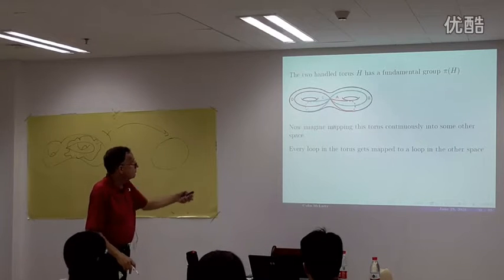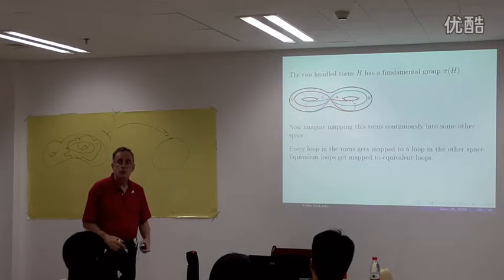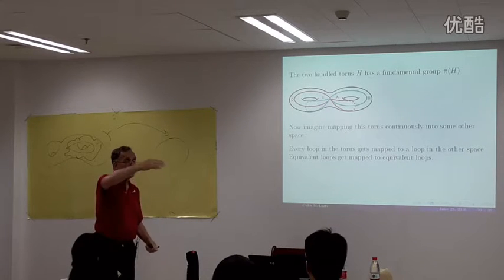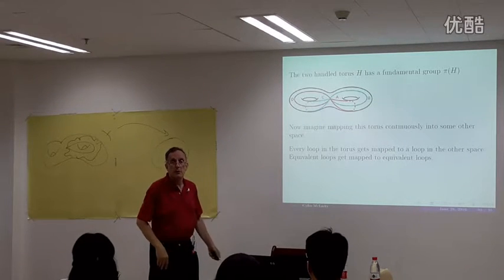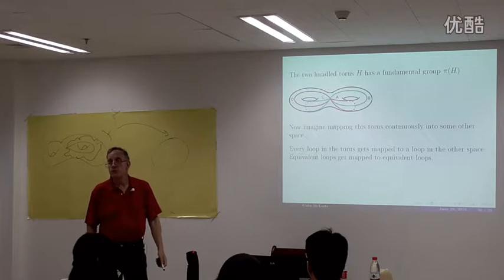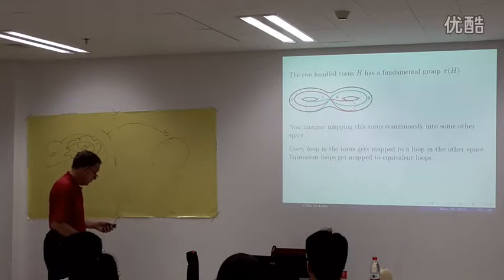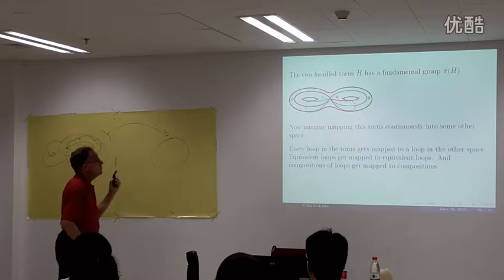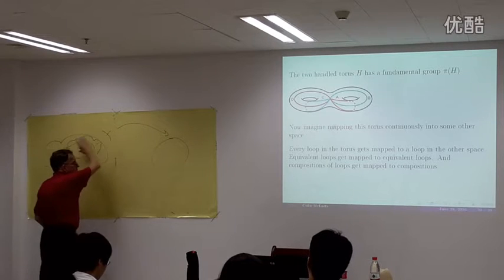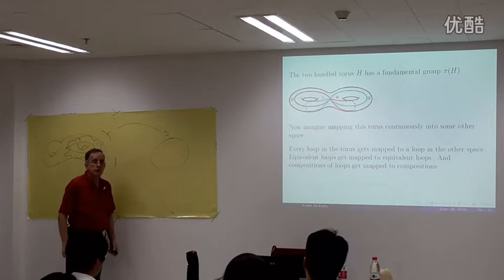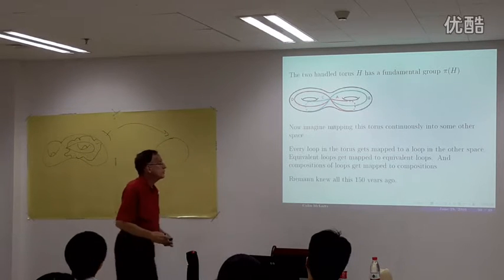Every loop in the torus gets mapped to a loop in the other space. And equivalent loops get mapped to equivalent loops. If I could deform one into the other in the torus, then take the continuous image of that deformation. I can deform the image of that map to the image of the other map over here in the codomain space. Equivalent loops get mapped to equivalent loops. And compositions get mapped to compositions. If I followed this curve and then followed another, take the image, follow the image of this curve, and follow the image of the other. Riemann knew all this 150 years ago.